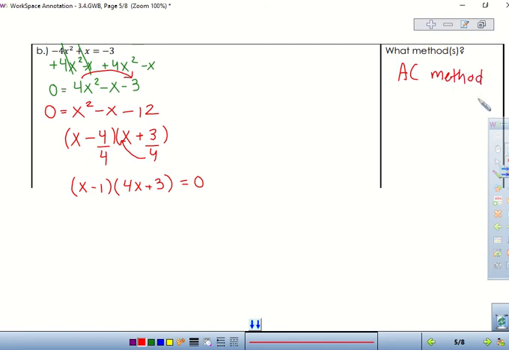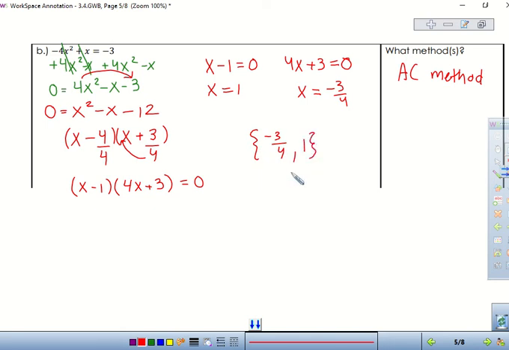Now from here, our goal is to actually solve for x, so we're going to set each of these equal to 0, okay? And then we're going to solve. We get x equals 1, and we get x equals negative 3/4. So I'm going to write that into my squiggly brackets as my two answers.